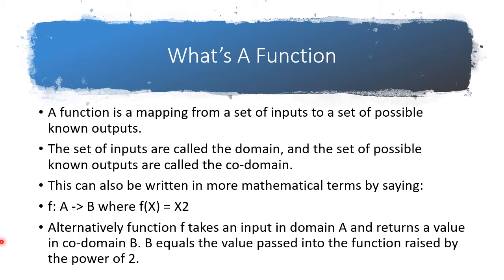So what this actually means then is function f takes an input in the domain of A, it returns a value in the codomain of B, where B equals the value passed into the function raised to the power of 2. So a function is a mapping from a set of inputs to a set of outputs. The set of inputs is called the domain, the set of outputs is called the codomain.